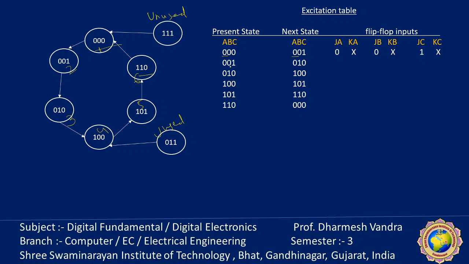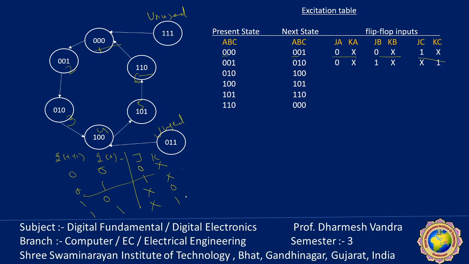Now JK flip flop is there. For the JK flip flop, Q(t) to Q(t+1) and JK: 0 to 0 gives 0x, 0 to 1 gives 1x, 1 to 0 gives x1, and 1 to 1 gives x0. So here 000x, 000x, 011x. Next is 000x, 011x, 10x0.